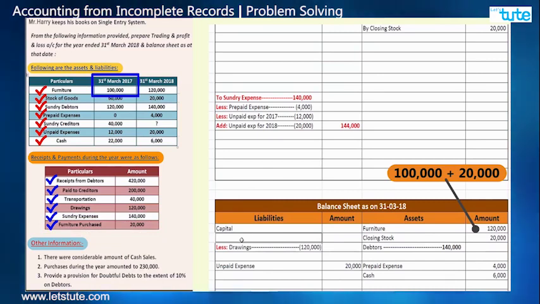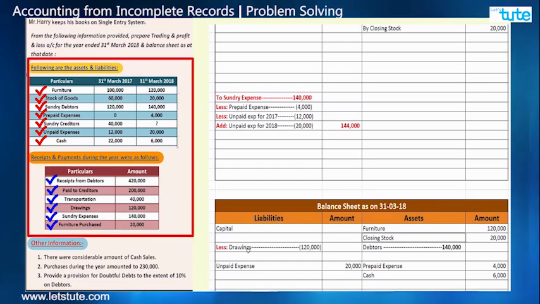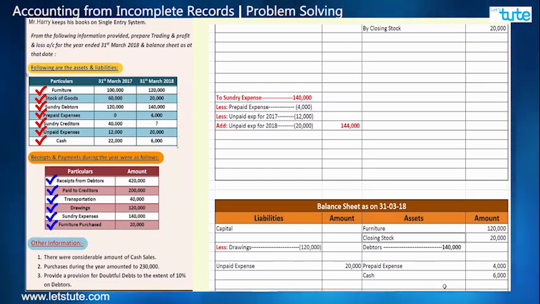Last year's furniture was 1 lakh and current year's is 1,20,000, which means new furniture worth 20,000 had been bought and the amount for the same has been paid. So now we are done with the posting. Let's see the other information or the adjustments given.